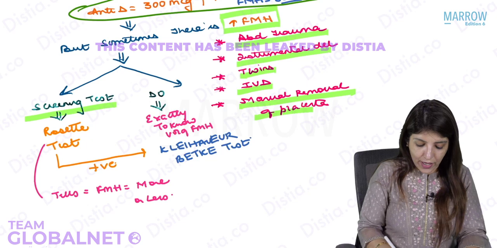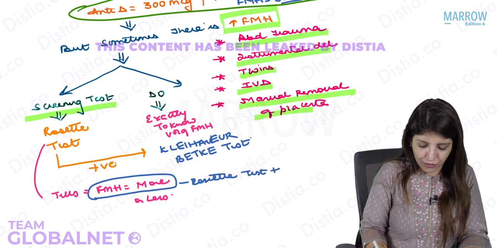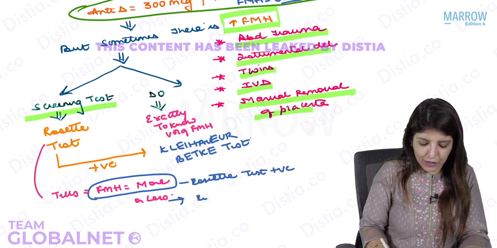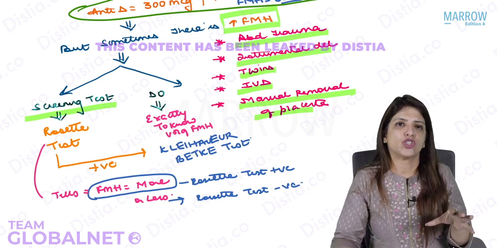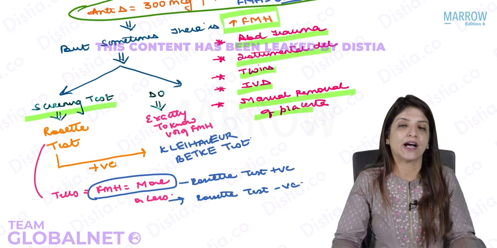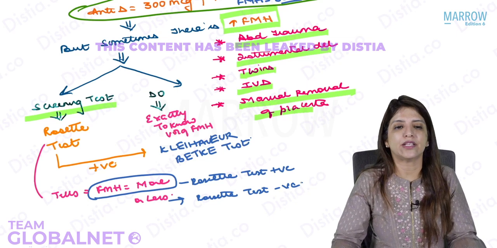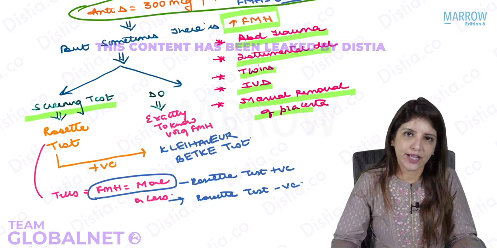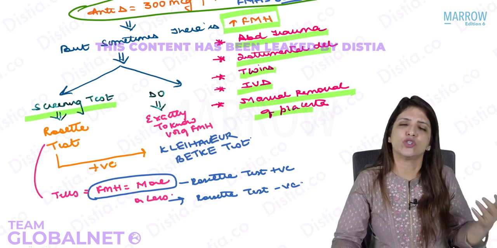Right? So, if feto-maternal hemorrhage is more, Rosette test comes out to be positive. And if feto-maternal hemorrhage is less, Rosette test is negative. So if I am suspecting that my patient had a history of abdominal trauma, or if I've done a manual removal of placenta and I'm suspecting that there could be more feto-maternal hemorrhage, the screening test which I can do is a Rosette test. Rosette test will simply tell me whether more feto-maternal hemorrhage has happened or less.